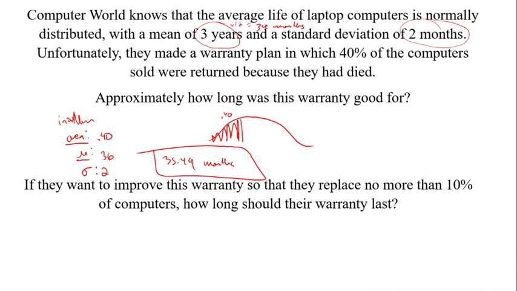So it's actually pretty much the same. We just want our 10% that we're going to replace down here. So we don't need to do any subtraction or anything. So we just want that to be now 10% that we're replacing. In other words, we want 10% to last less than the mean. So we're still going to do our inverse norm. Our area is going to be 0.10. Our mean is going to be 36, and our sigma is 2.